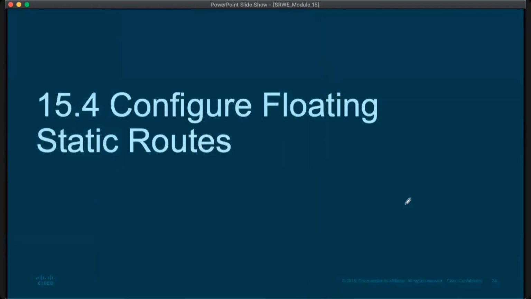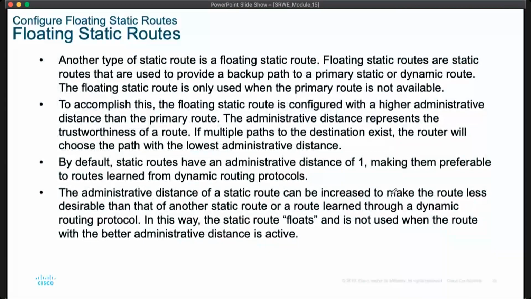15.4 Configure floating static route. Another type of static route is the floating static route. Floating static routes are static routes used to provide a backup path to a primary static or dynamic route. The floating static route is only used when the primary route is not available. To accomplish this, the floating static route is configured with a higher administrative distance, AD.